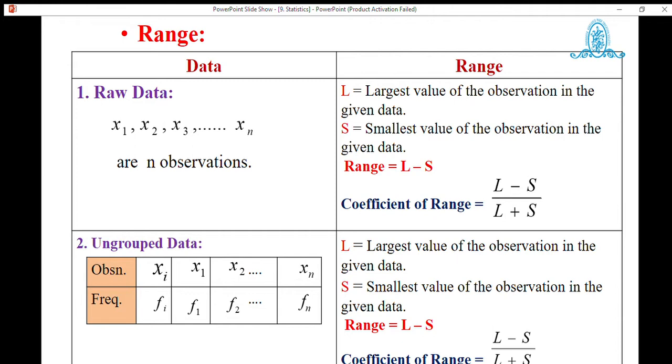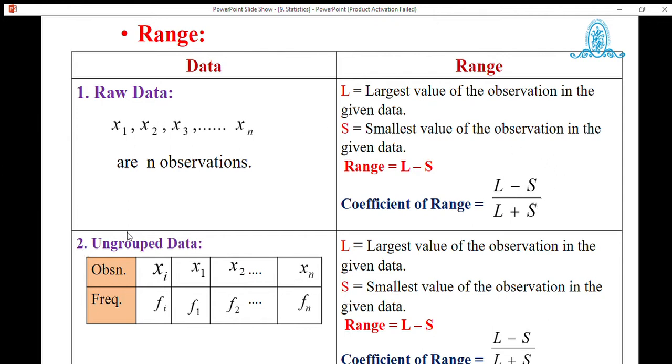After that, we again have to find the coefficient of range. For the coefficient of range, the formula is L minus S upon L plus S. Largest value minus smallest value divided by largest value plus smallest value, of x every time.